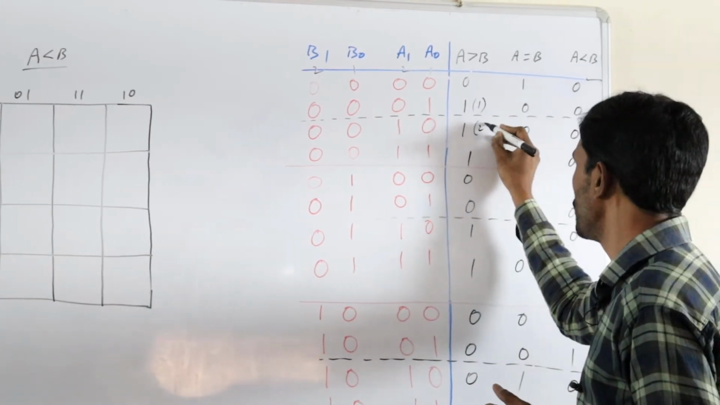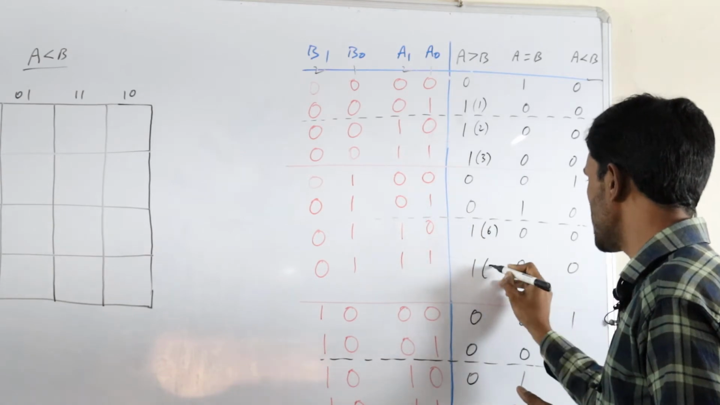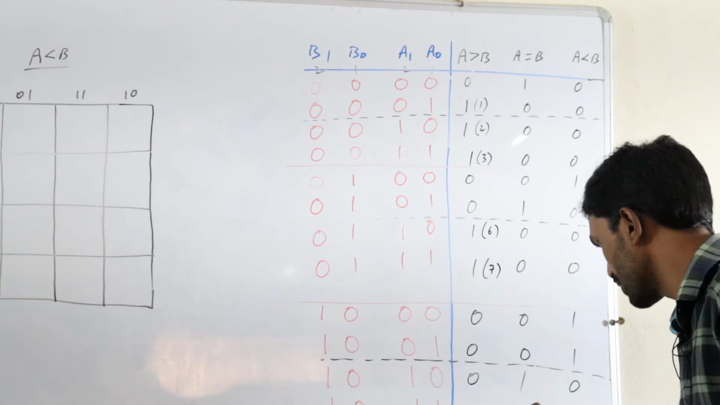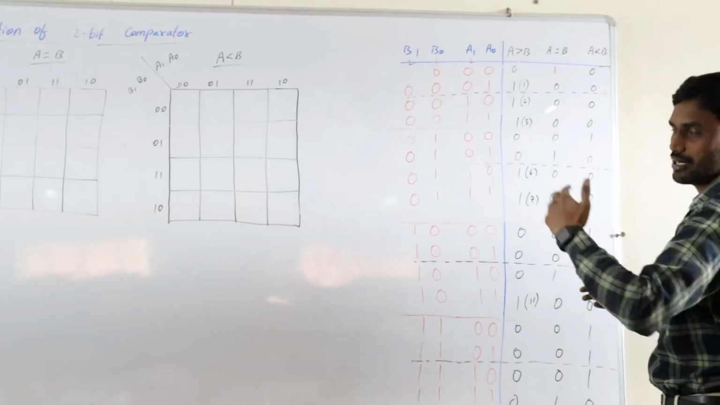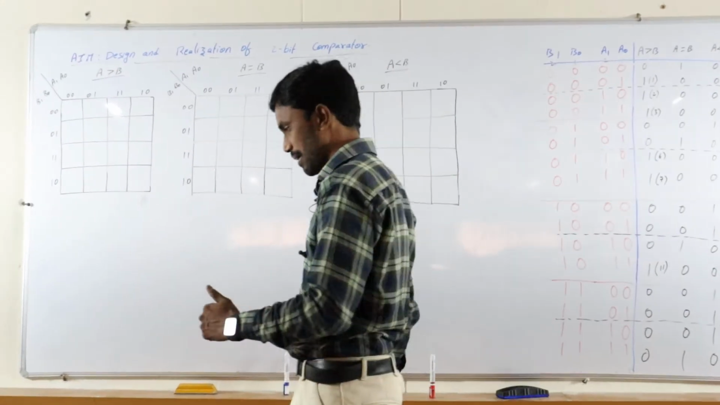Now this is 2, this is 3, 4, 5, this is 6, this is 7, 8, 9, 10, 11. So these are the ones. These ones I have to take in the K-map and then minimize it. Let's come back to the K-map.